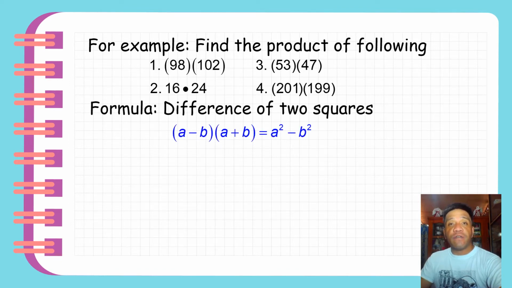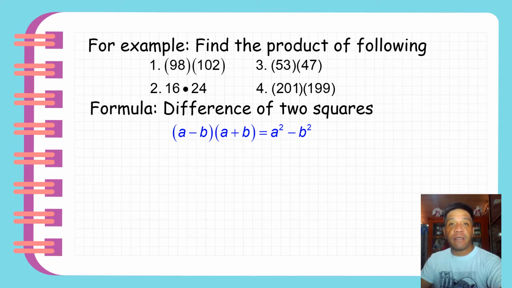Okay, in order for us to work these out and get an easy answer, we're going to understand first the meaning of the difference of two squares. The difference of two squares is represented by a and b, which are any numbers. So how do we work this out? The first one is the first factor, the other one is the second factor.